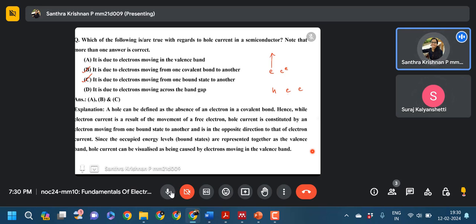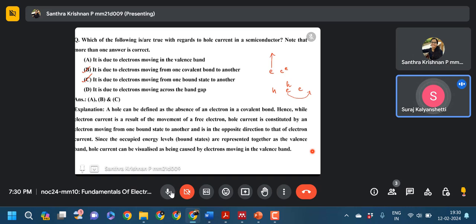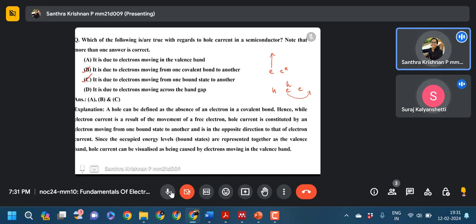When this electron moves from its bound state to another bound state, this too becomes a hole, right? Yeah, B and C are correct. I was worried about the A one. I don't think A is correct. I think I've made a mistake here. That's fine. So B and C are also the correct ones. C I did not say, but yes, that is correct.